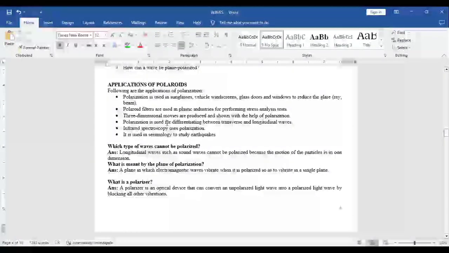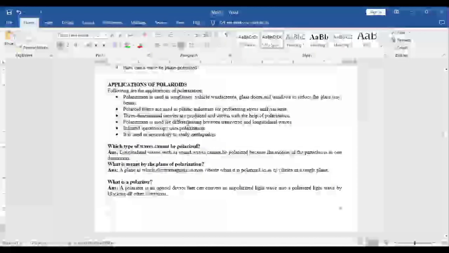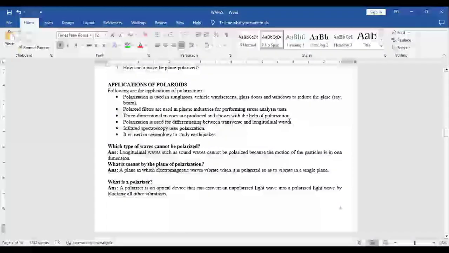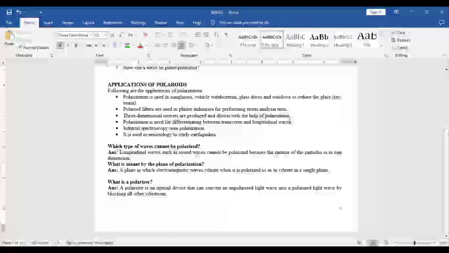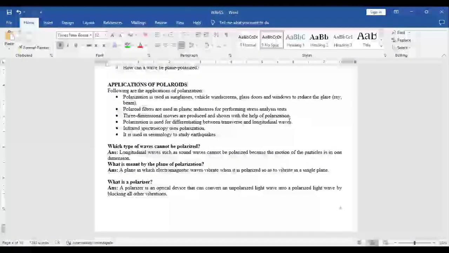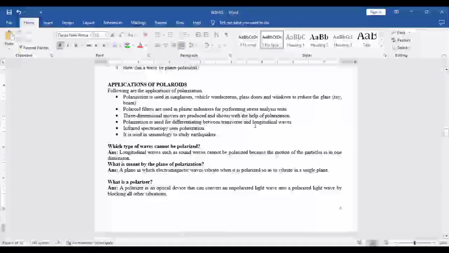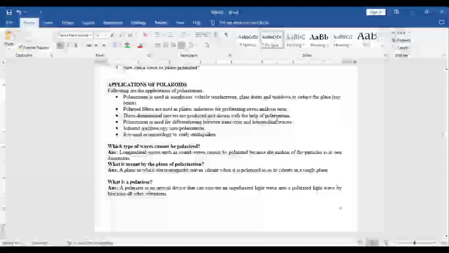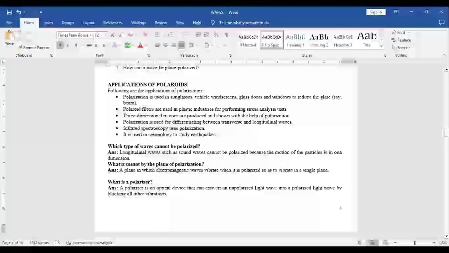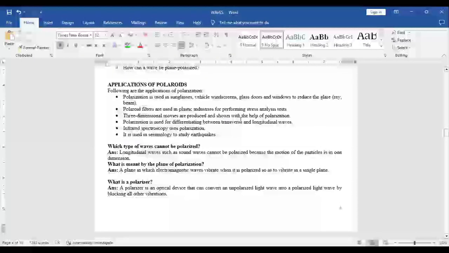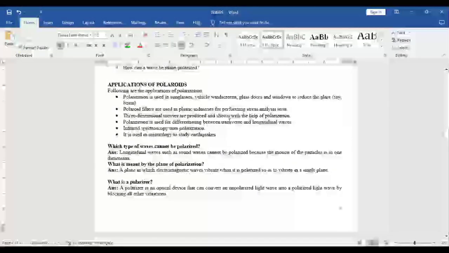Polarization is used for differentiating between transverse and longitudinal waves. So polarization is used to differentiate between transverse and longitudinal waves with the help of the Polaroid. So longitudinal waves would not be plane polarized. It's only the transverse waves that can be plane polarized.